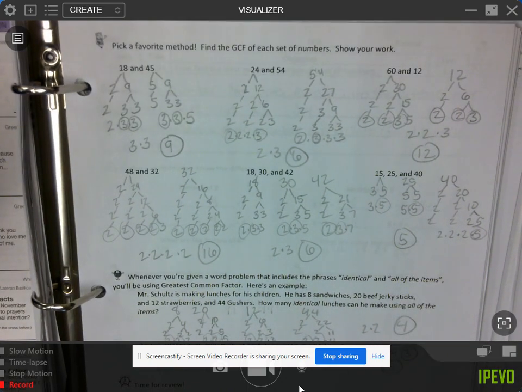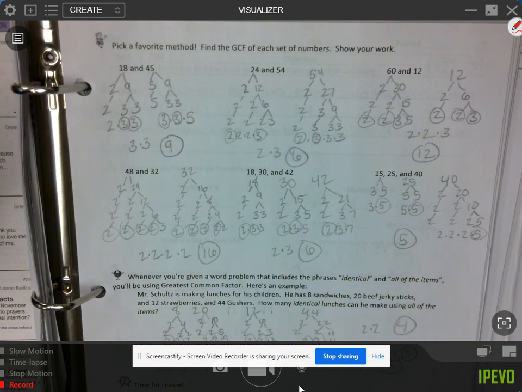Which of these can I help us go through, whatever method you use, to see how we should have found that greatest common factor? Callie. For me, it was 18, 30, and 42. Which method did you use? I used the Christmas tree. Okay, the prime factorization, making our tree.